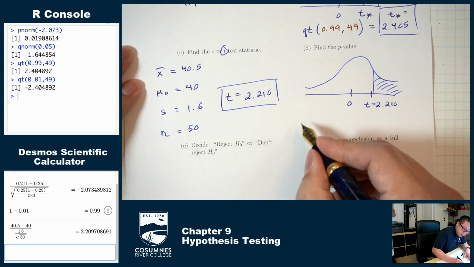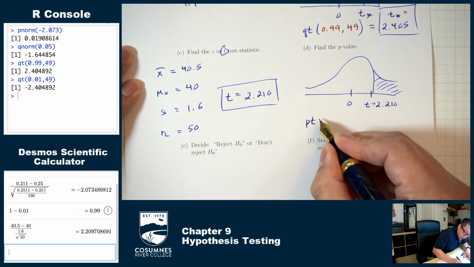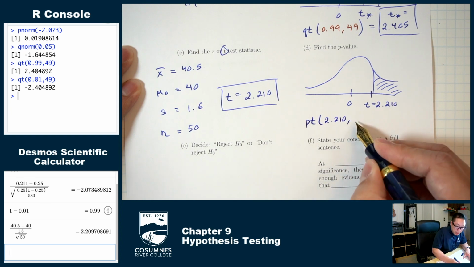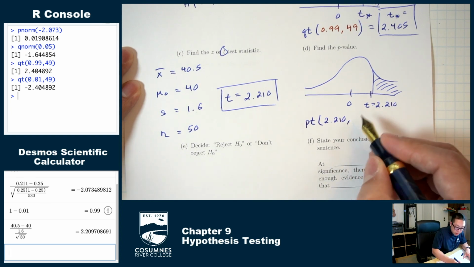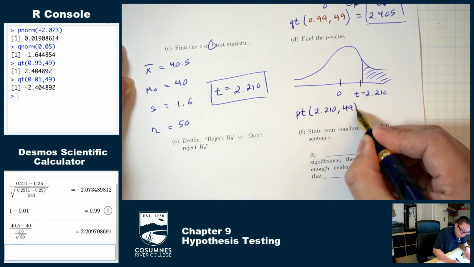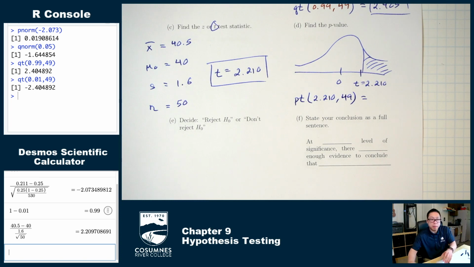So we're going to do PT. Feed it T, 2.210. DF, degrees of freedom, is one less than the sample size. Our sample size was 50. One less than 50 is 49. So PT(2.210, 49) gives 0.984.